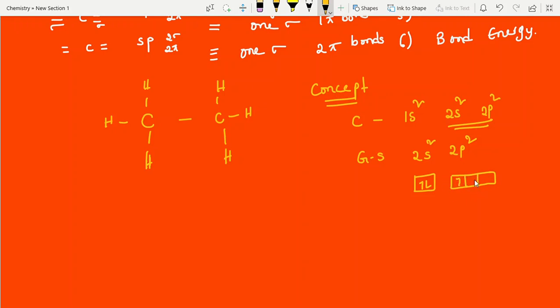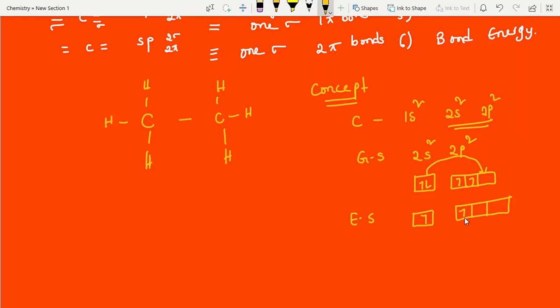2p2. Here 1, 2. So Hund's rule. In my hand, 2 electrons are there. According to Hund's rule, these are degenerate orbitals. First electron filling singly, then pairing. So I have given the explanation. Please watch it. So now excited state. Excited state means the paired electron jumps to a vacant orbital. So here, what is the output finally?